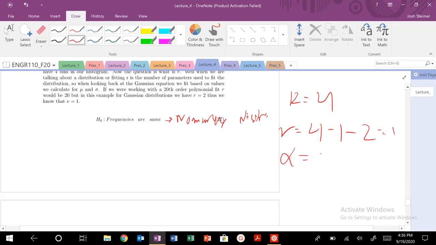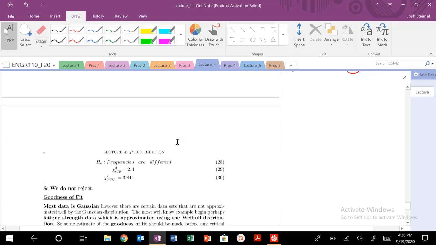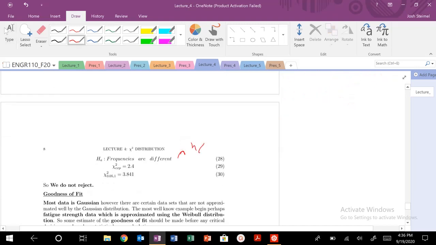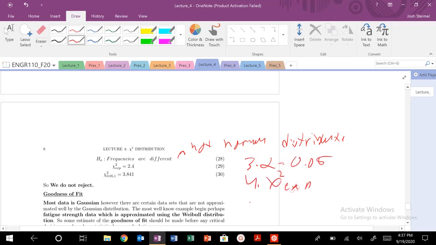Our confidence interval alpha was 0.05. It can never be alpha over 2 because we're using a chi-squared test. So normally distributed, frequencies are the same; not normally distributed, frequencies are different. So we are going to calculate those values right now. We have 1, 2, 3. We know our alpha is equal to 0.05. 4, we need to calculate chi-experimental, which we'll show in just a second. 5, our chi-squared critical value, alpha 0.05.